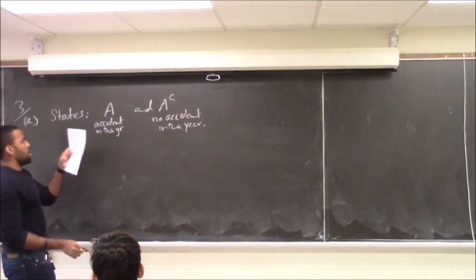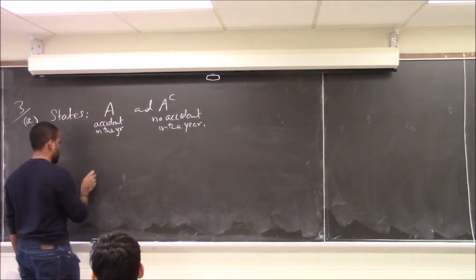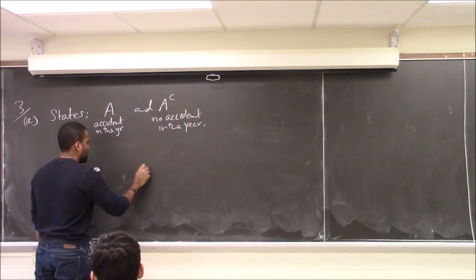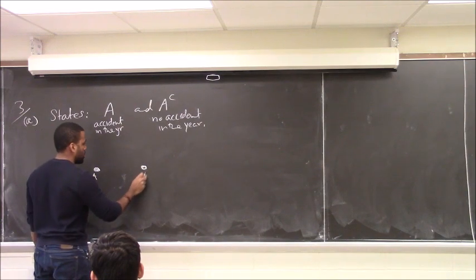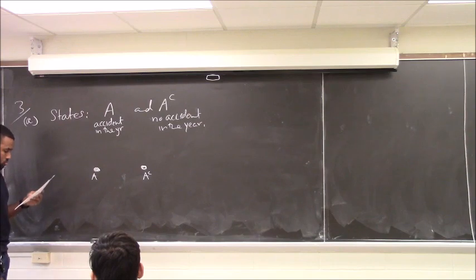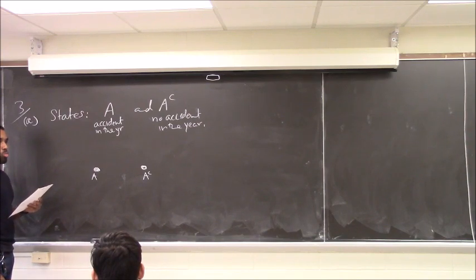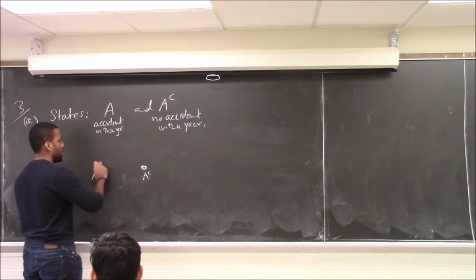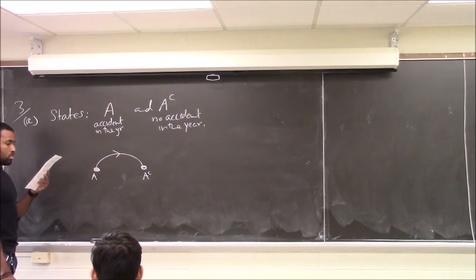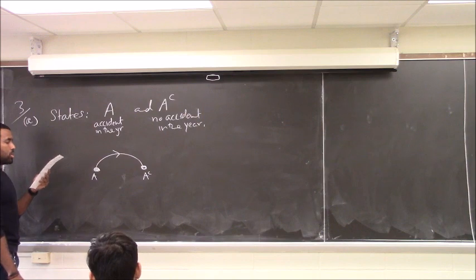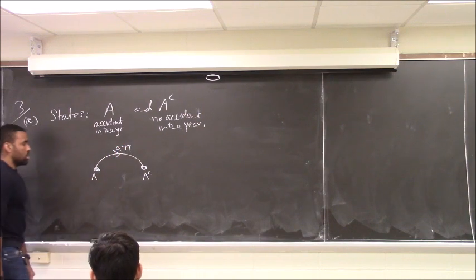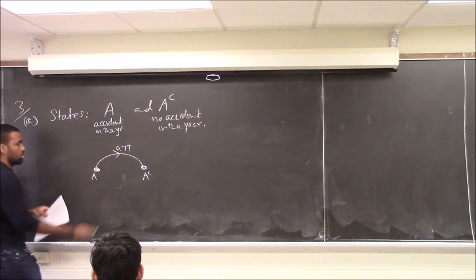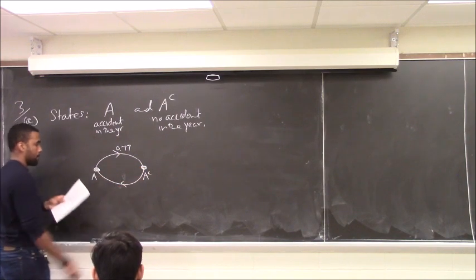So, part A says draw the transition diagram. I have two states here. There's people who have accidents. Here people didn't have an accident. How does this look? All right. So from A to AC, and jump that way. What's 0.77? People who had an accident 1 year who did not have an accident the following year. 0.77. Yeah. Back the other way, AC the other way.